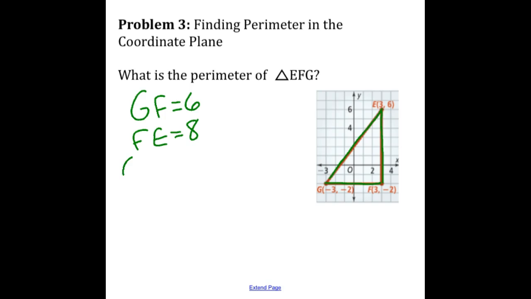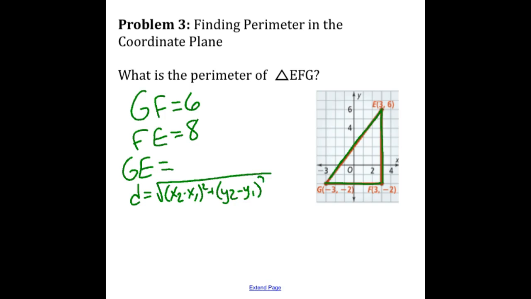However, from G to E, because it's diagonal, you can't count it out. What you actually have to do is go back to the previous lessons, lesson 1-7, and use the distance formula in the coordinate plane. If you don't remember the distance formula, I'm going to write it down now. I ask that you write it on your paper as well. It's the difference in the x's squared plus the difference in the y's squared, and the square root of the whole thing. So remember, we picked which ordered pair is going to be the first one, which is going to be the second one.